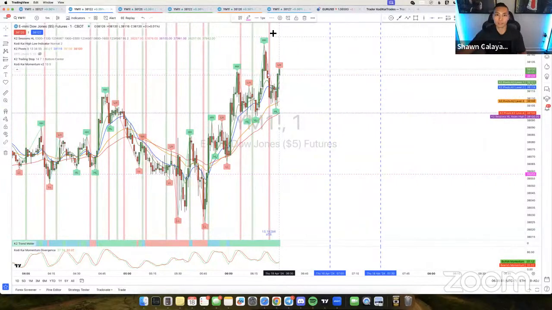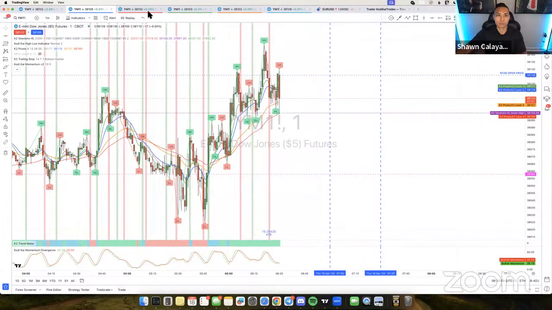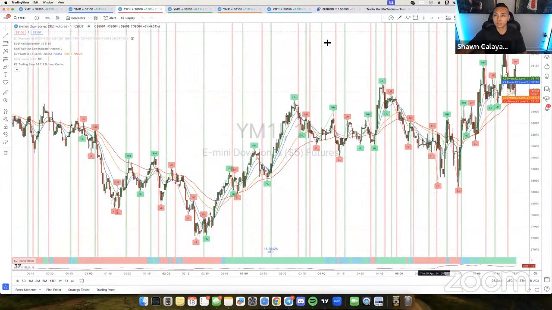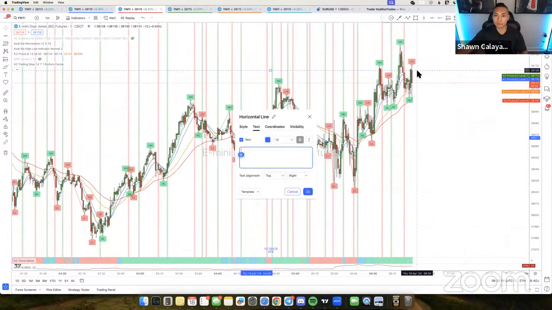So here goes the opening candle. Of course, it's moving kind of crazy, which is what we expected. So let's go and do that here. Opening price marked up right there.